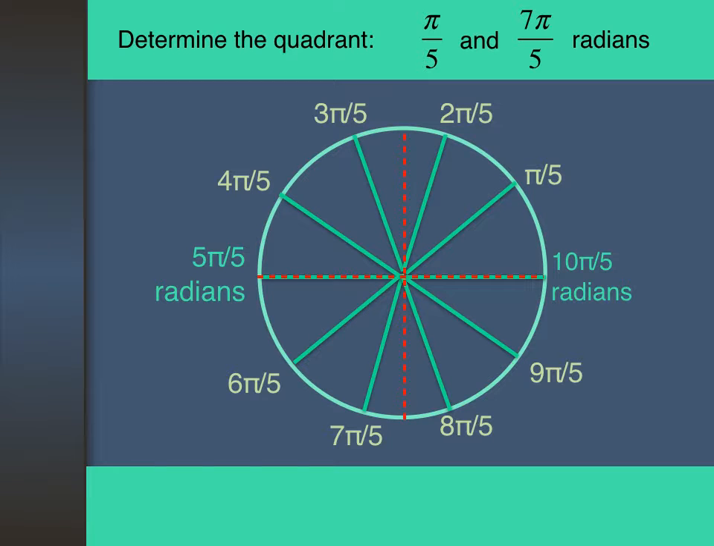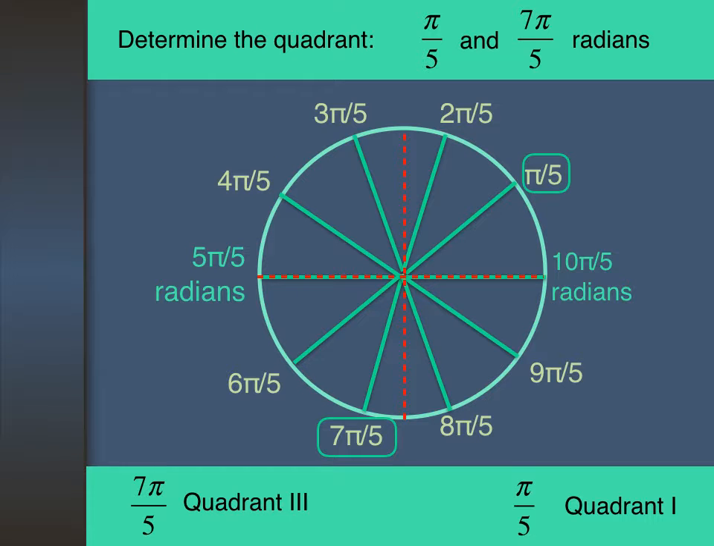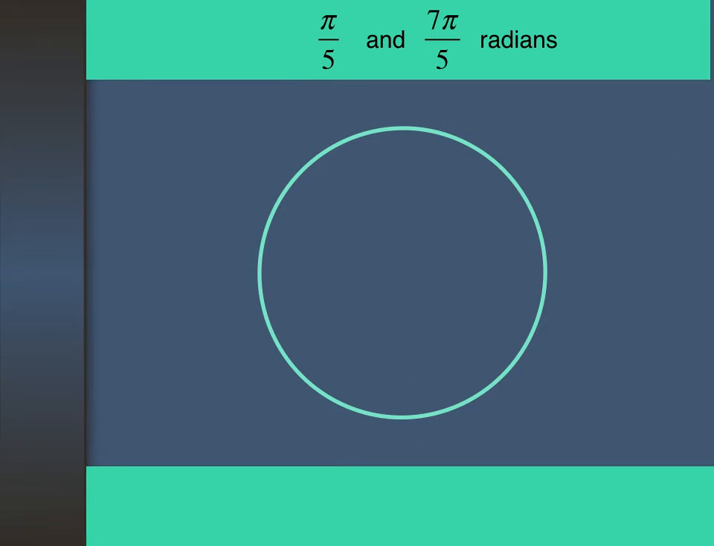To look at our quadrants, the first problem that we have is pi over 5. We can see right away that it's in quadrant 1. The second problem is 7 pi over 5, and we can see that that one is in quadrant 3. So that may feel like a lot of work to you to divide the circle up into that many parts. I have an easier way that also hopefully will make sense to you.